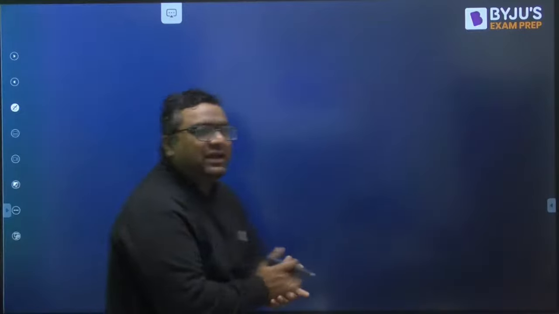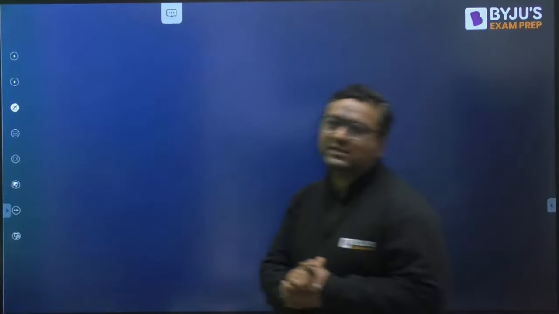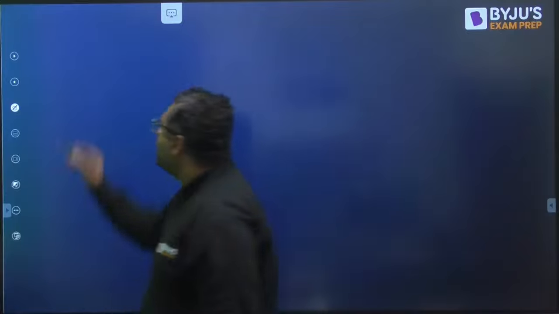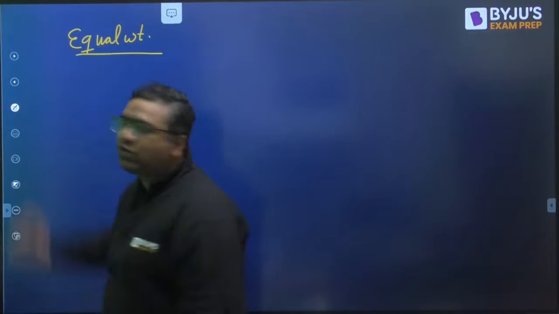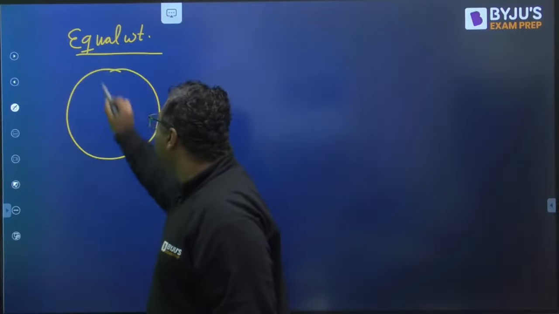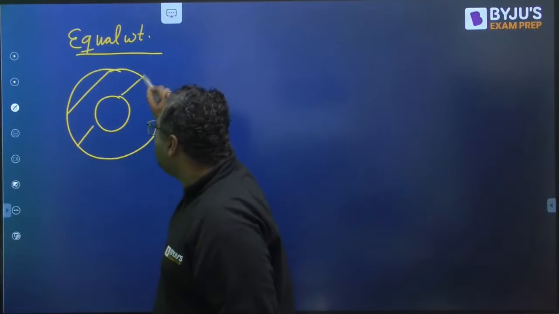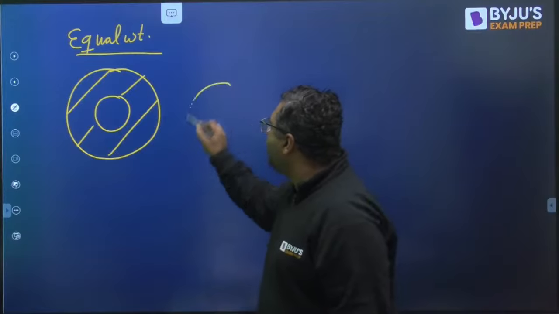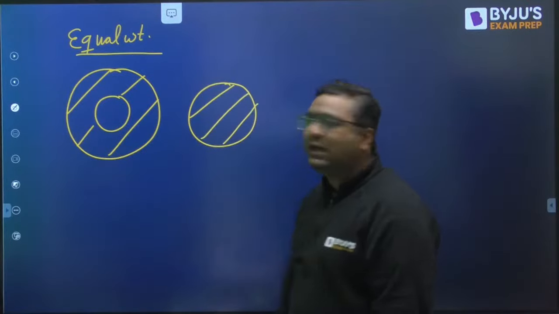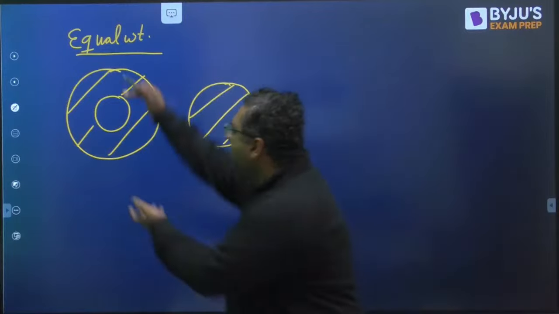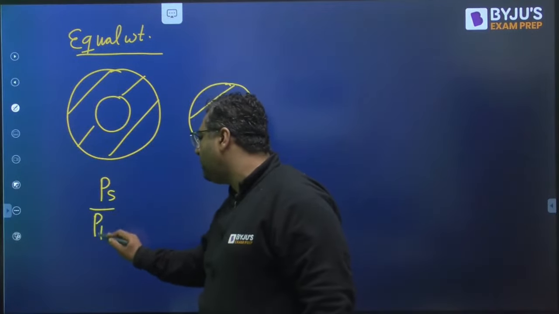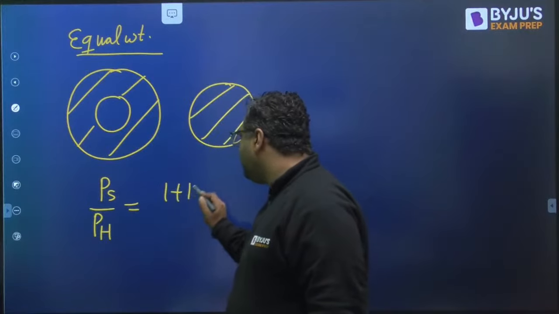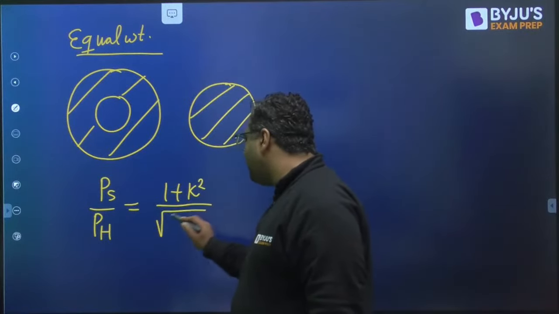Okay, no issues. So my dear, if we are going to have a comparison of solid shaft and hollow shaft in such a way that their weights are equal, for such cases, hollow shaft will always be bigger in size, because some material is being removed from that. And if you compare a solid and hollow shaft in such a way that they have equal weights, then every time you will have a bigger size of the hollow shaft. And for that case, if you compare the power of solid to the power of hollow shaft, you will get 1 plus k square divided by square root of 1 minus k square.